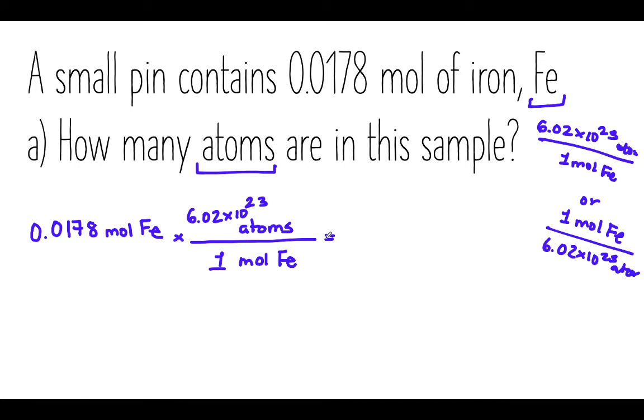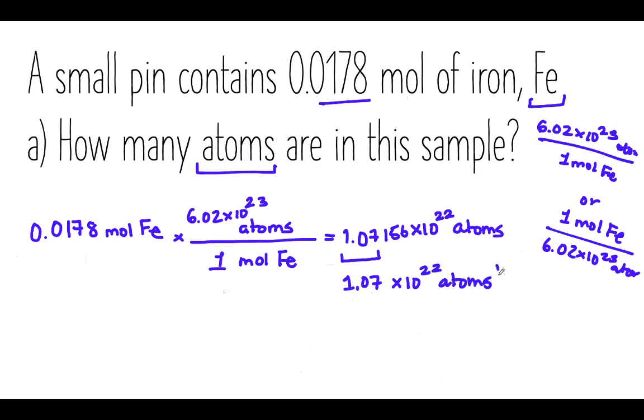And when I multiply this out, I'm going to get 1.07156 times 10 to the power of 22 atoms. Notice in my question, I've got 3 significant digits because zeros on the left side do not count. So the 3 significant digits that I have here, I have to represent my answer at 3 significant digits as well. So I'm going to round to 1.07 times 10 to the power of 22 atoms. And this is my final answer.